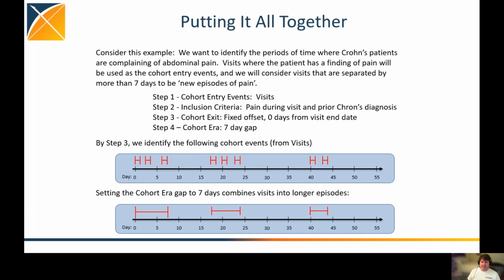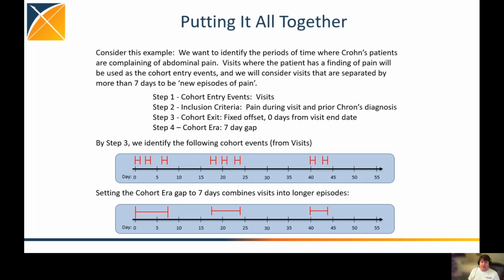So let's put these steps together in a real concrete example. We want to identify the periods of time where Crohn's patients are complaining of abdominal pain. Visits where the patient has a finding of pain will be used as cohort entry events, and we will consider visits that are separated by more than 7 days to be new episodes of pain.